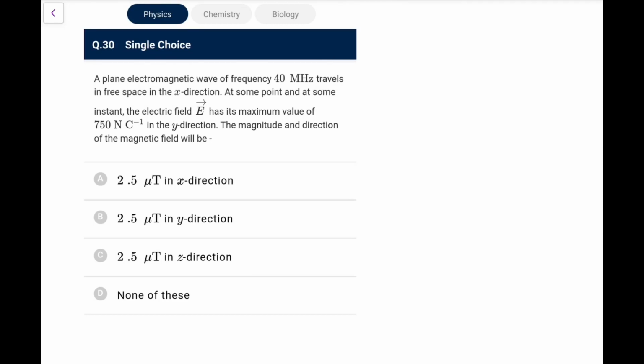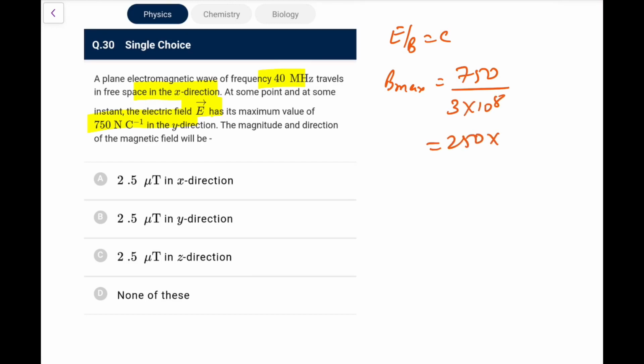Next, a plane EM wave has a frequency, and travels in free space in the X direction. At some point, at some instant, E has its maximum value of 750 in the Y direction. Find the magnitude and direction of the magnetic field. So when E is maximum, B is also maximum, and you know E by B is equal to C. So B max would be equal to E max by C, that is 750 by 3 into 10 to the power 8. So I can write it as 250 into 10 to the power minus 8, or 2.5 micro Tesla.